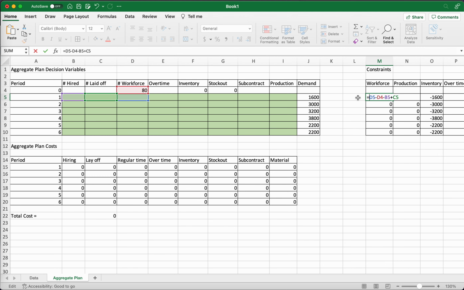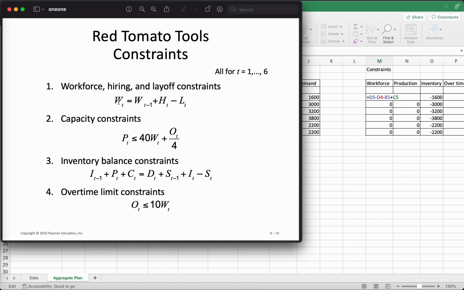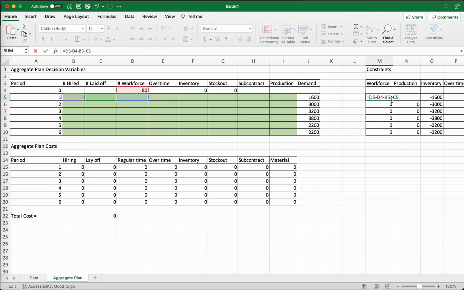So if I rewrite this formula as WT minus 1 minus HT plus LT, this should be equal to 0. When we put it into solver, the way we'll write the constraint is we'll say that this number has to be equal to 0, so that the workforce gets balanced. You're saying the number of people you have this month is the number of people you had the previous month minus the number you fired plus the number you hired, right? So that's the workforce constraint, and it's the same constraint in all the different months. So that's how the constraints have gone down.